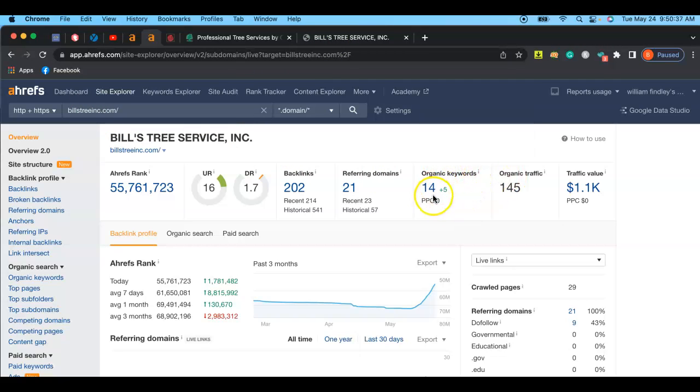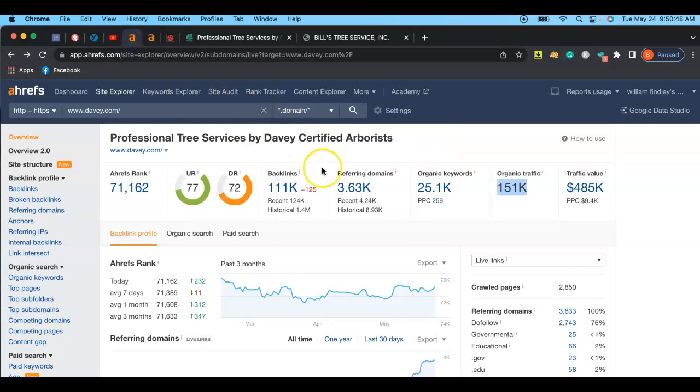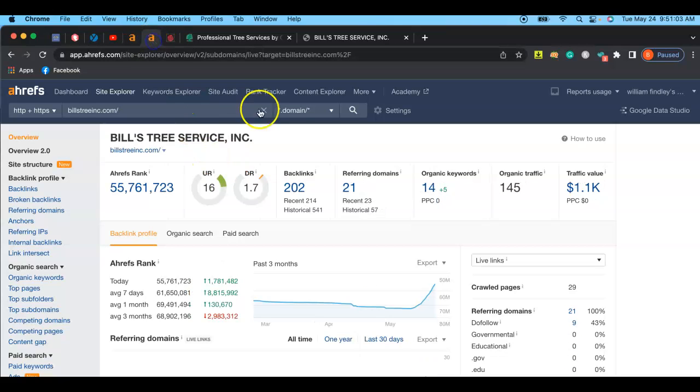So here we see that you have 14 keywords that people were searching for, in contrast to your competitor. 14 is a little bit, but Google likes to see a lot more. We can see here that your competitor, Davey.com, these guys have 25,000 keywords that are building up their reputation online. And so that's the first thing that Google is looking for, the keywords.